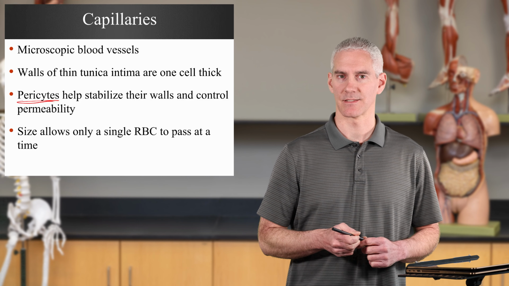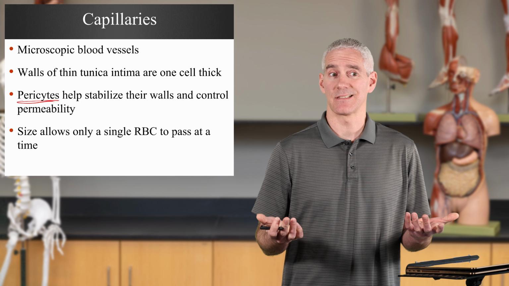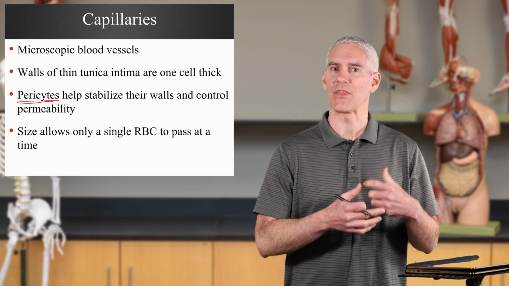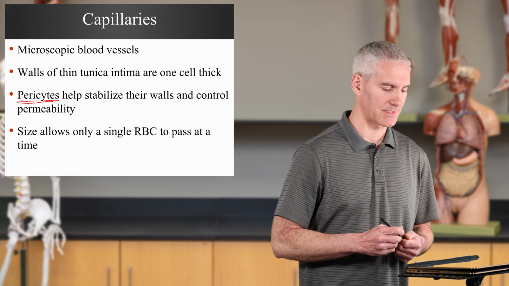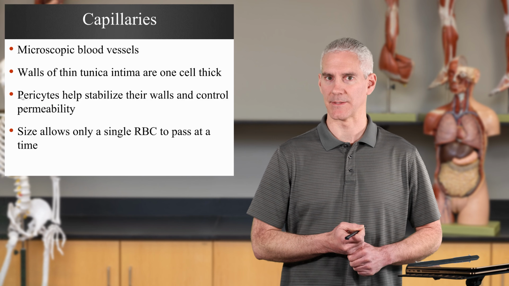Now, you do have some helping support structures. These pericytes are meant to help stabilize the walls of the capillaries, because the capillary walls are one cell layer thick. They're so thin, they need some additional help sometimes. They can also help with permeability, allowing things to pass through or not by creating a solid structure. But this size fits a single red blood cell, that's it. This is also why red blood cells need that flexibility, because they can't fit through if the vessel makes a turn and gets a little narrower.